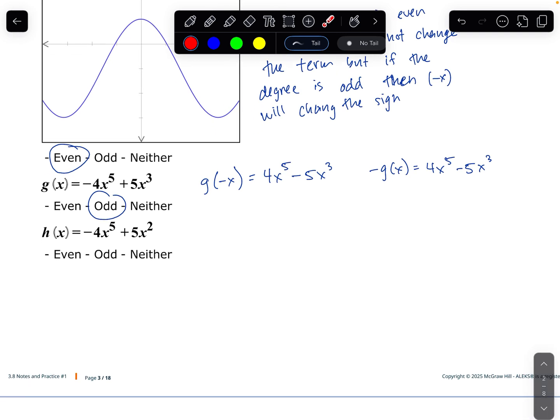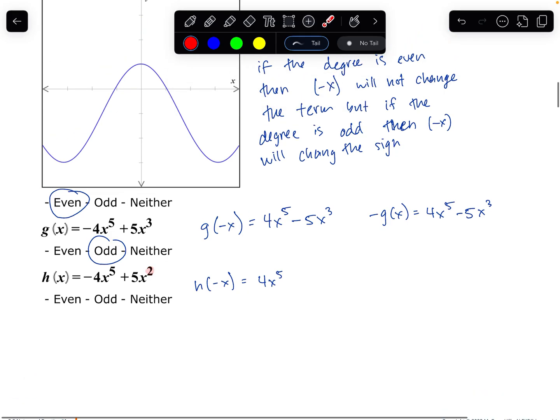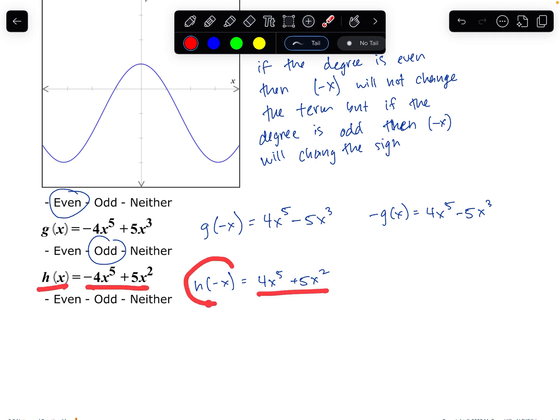So for the next one, again, the first thing I like to check is the negative x inside. So if I have an odd degree, that's going to flip the sign of the term. So that's going to be 4x to the fifth. If you're plugging in negative x into an even degree, it does not change the sign of the term. So this one will stay 5x squared. So are these the same? So is h of x equal to h of negative x? No, this is negative and this is positive. So they're not the same.